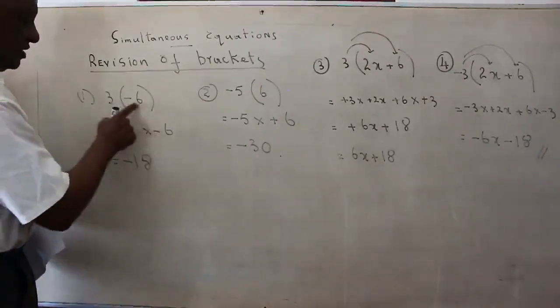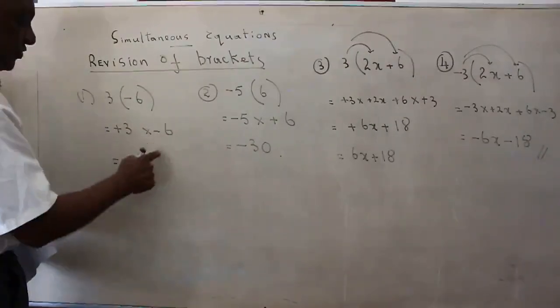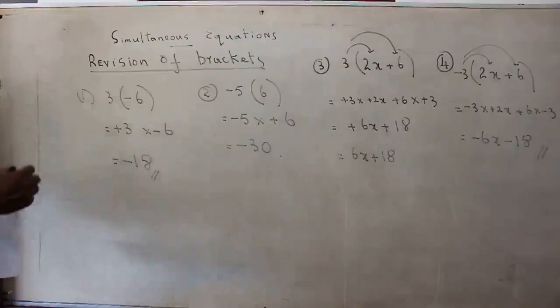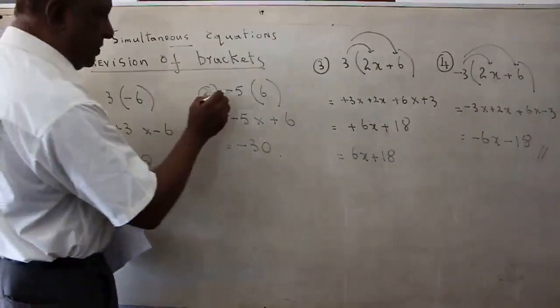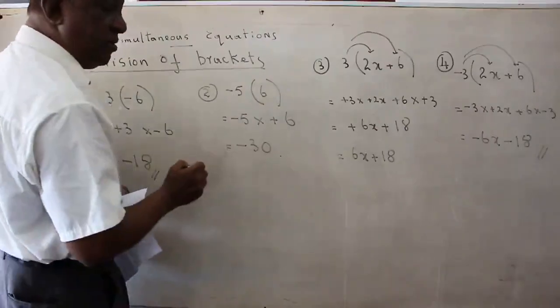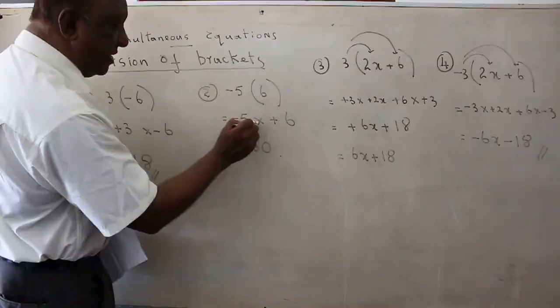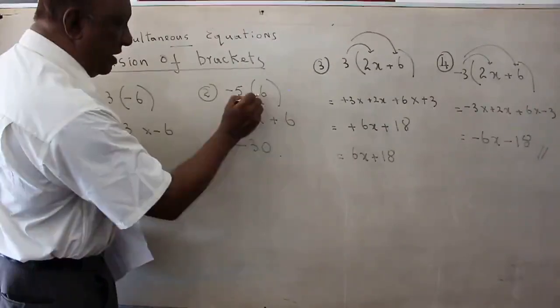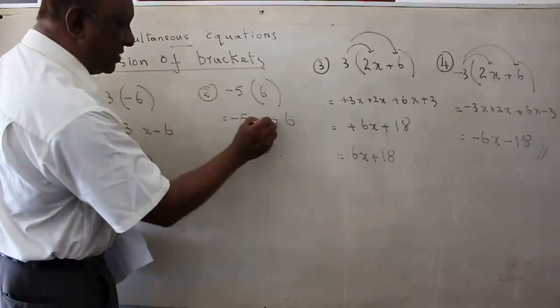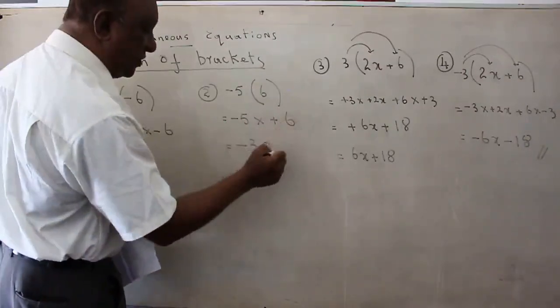This minus 6 is here. Plus into minus is minus, 3 into 6 is 18. So you know what answer comes. Next question. Again, minus 5, bracket 6. What is the meaning of that? Minus 5. Although there is no sign here, it means multiplication. Sign is plus here, 6. Minus into plus is minus, 5 into 6, 30. So that is the answer for that.